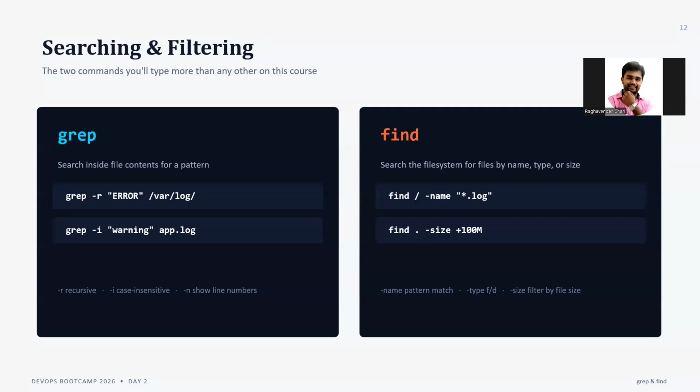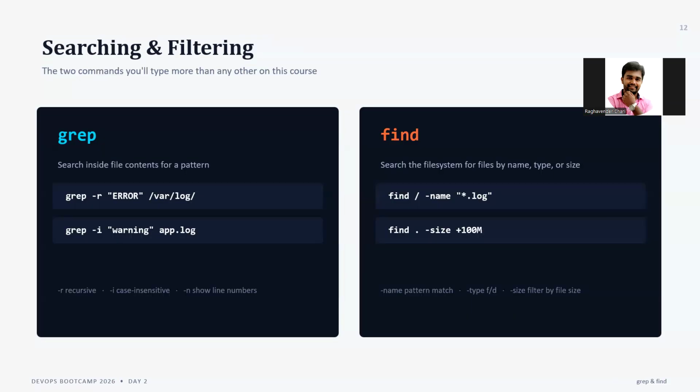Now, searching and filtering. What are the commands we use? There are two commands you will type more than any other in this course. grep searches inside file contents for a pattern. Whatever we want, we can just use grep and filter everything. find searches the file system for files by name, type, or size, so we can find files with their names and all.